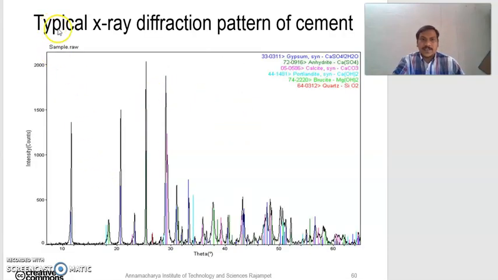Here is the typical X-ray diffraction pattern of cement. For different materials the X-ray diffraction pattern is different: for copper, for iron, for molybdenum, for different metal oxides, for different alloys. The X-ray diffraction pattern is different. Here the 2 theta value, the angle of diffraction, is taken along the x direction, and intensity is taken along the y direction.